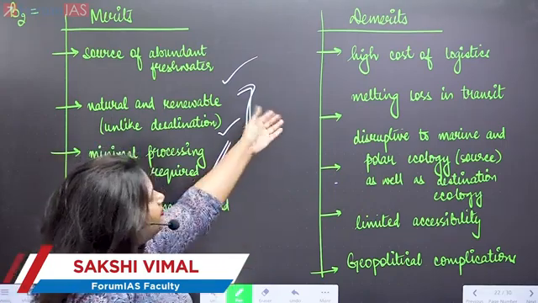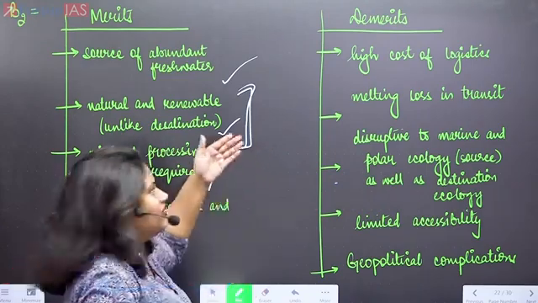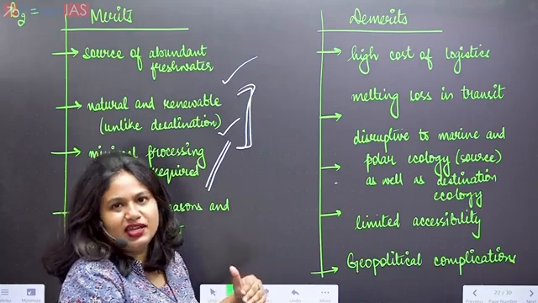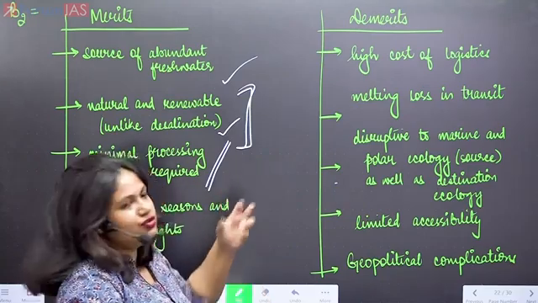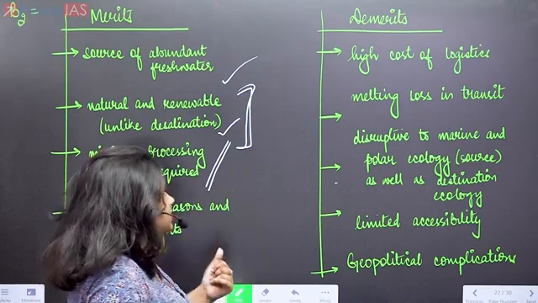Then there will be melting loss in transit. The polar ice caps are cold regions. When you're bringing that ice to an area of scarcity, that ice is going to melt. There will be certain losses, right? They are going to be there.